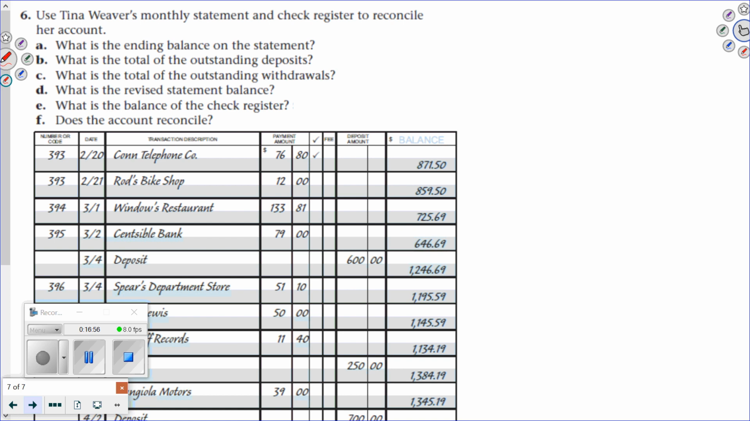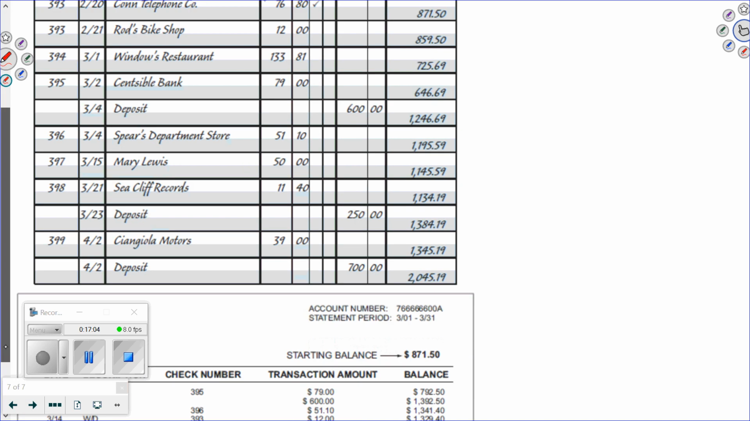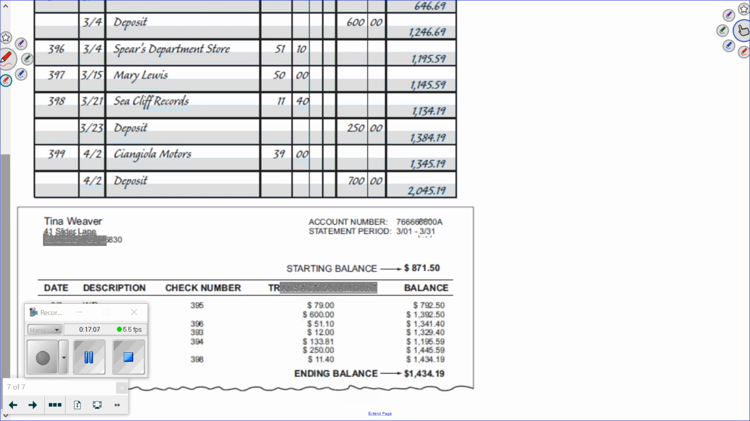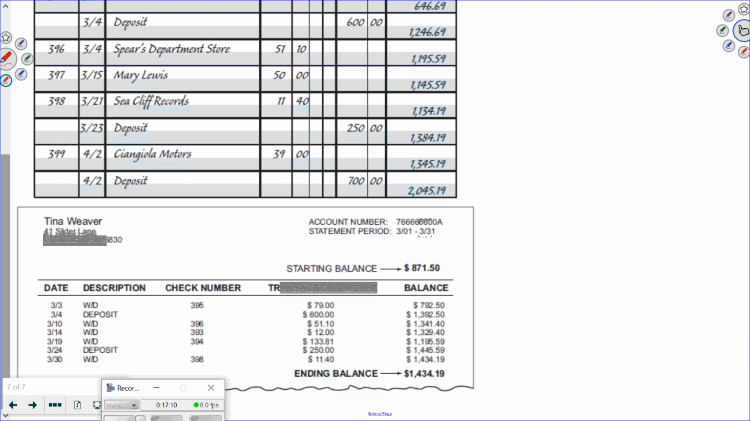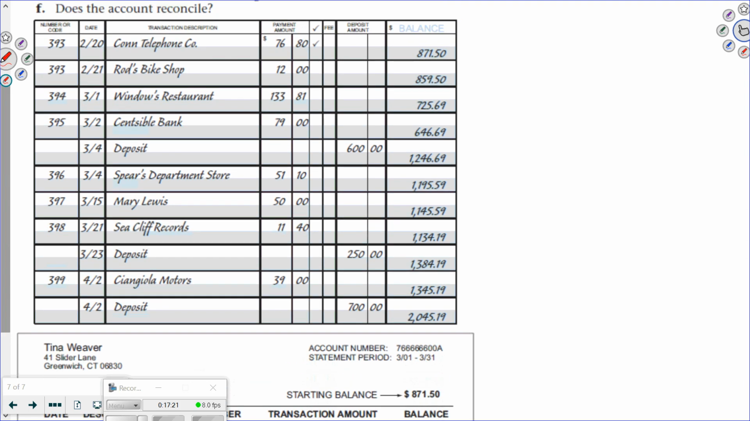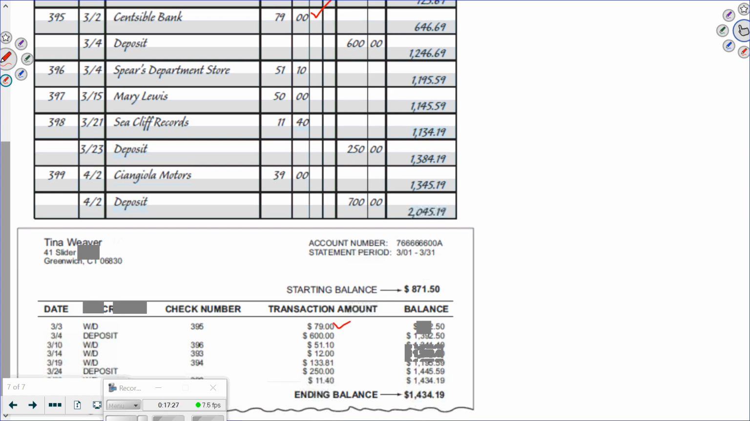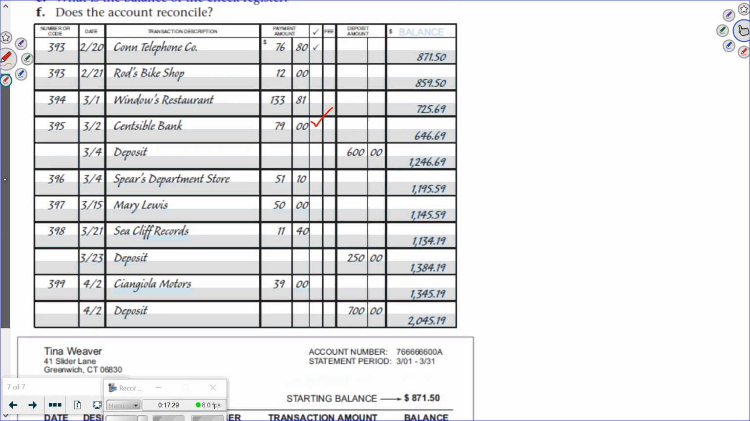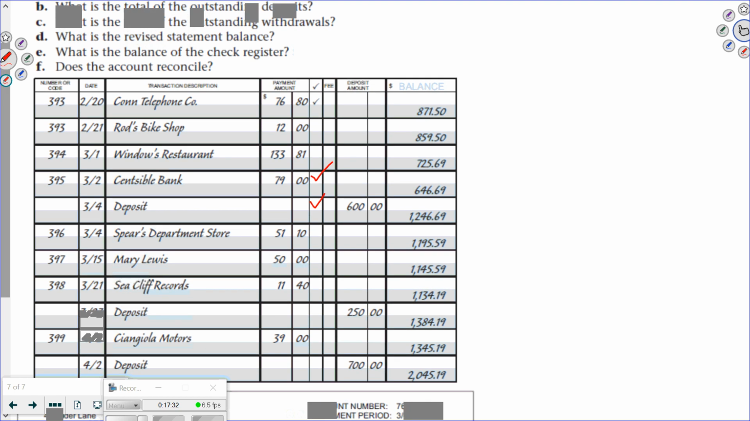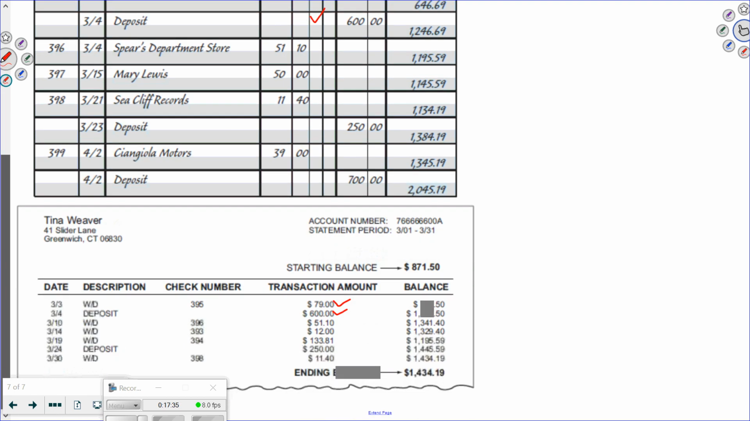Okay, so use Tina Weaver's monthly statement and check register to reconcile her accounts. And then there are some questions. So let's go through. We're going to do the check mark game. All right, so we're going to go through and do the check marks, okay? Do we see a withdrawal for $79? Okay, so $79, we're going to check mark. Okay, 600. That's a deposit, right? Make sure you're making sure it's in the right column. 5110.